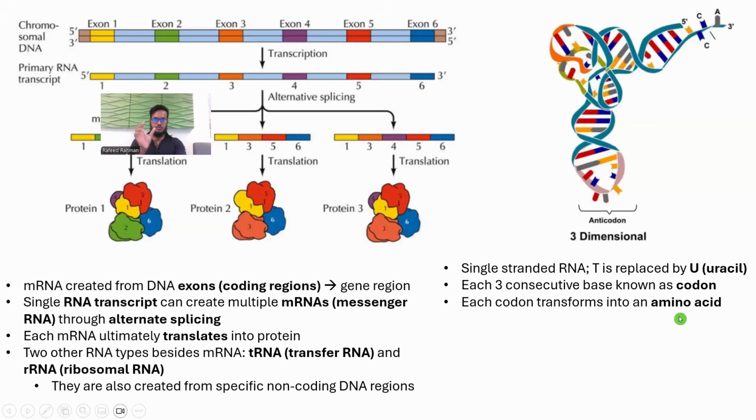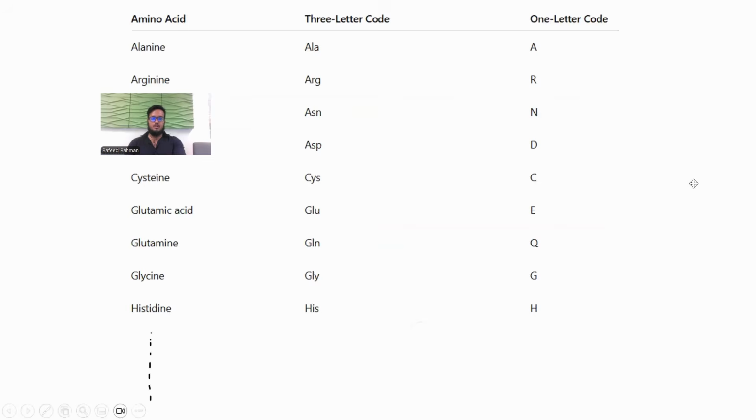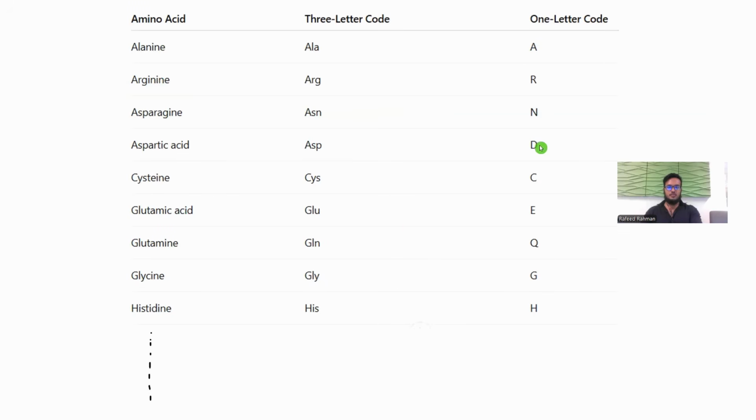So each three consecutive bases of an RNA converts into an amino acid. I know that a lot of things are being thrown at you. So what is an amino acid? An amino acid is basically the building block of protein. There is more in the next slide, but before that, let me show you this. You can see these are different amino acids, and there are 20 unique amino acids.